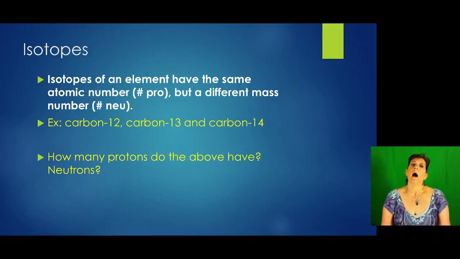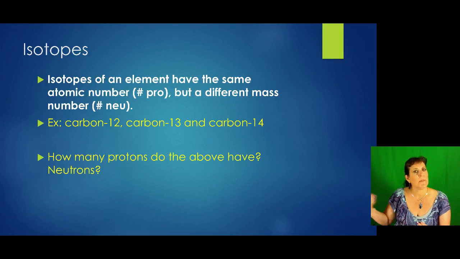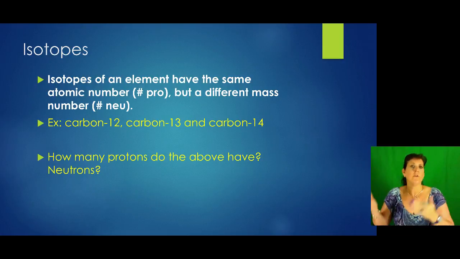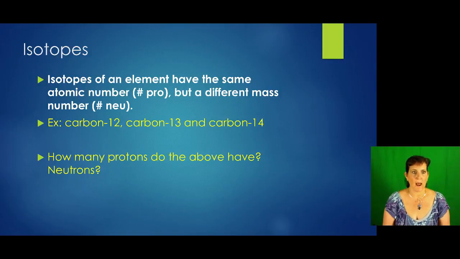Isotopes. Isotopes of an element have the same atomic number of protons, but they have a different mass number. So if the protons are the same, but the mass is different, then what's really different is the number of neutrons. Okay, so again, protons define an element. 6 protons is carbon, carbon is 6 protons. But neutrons can be whatever number we have.